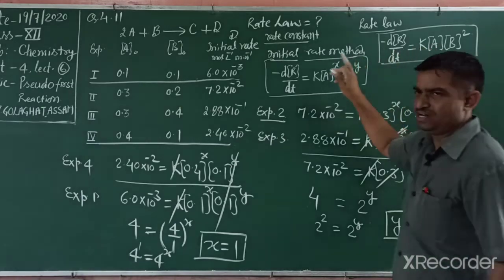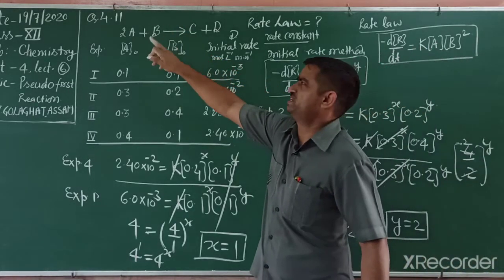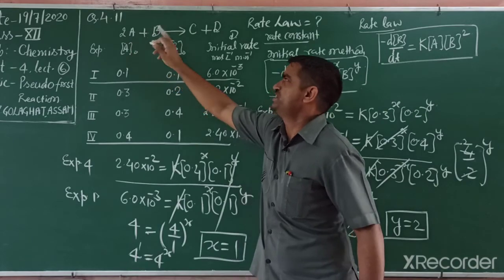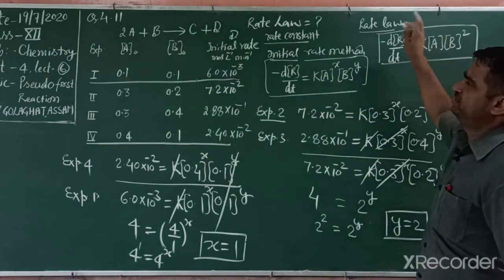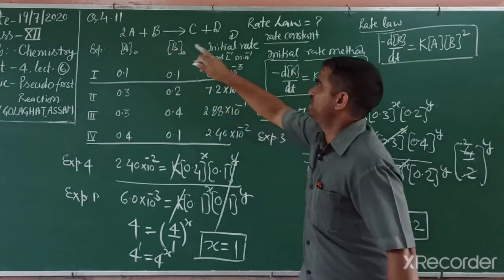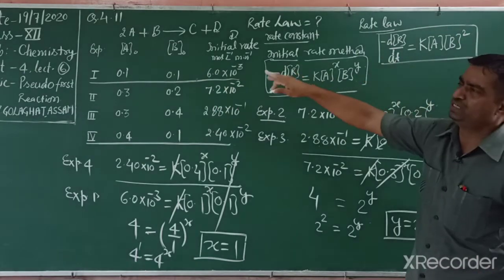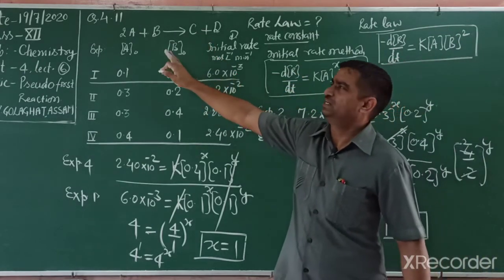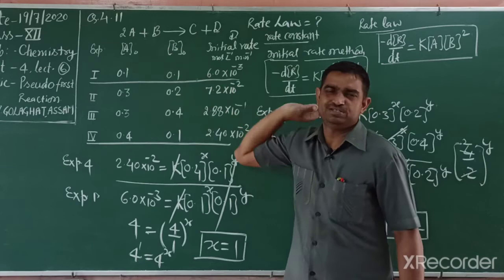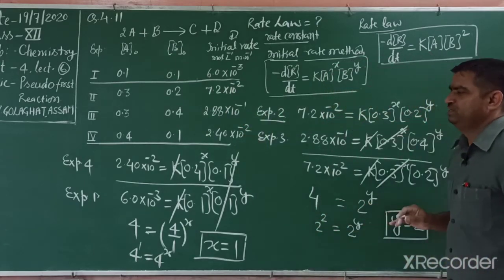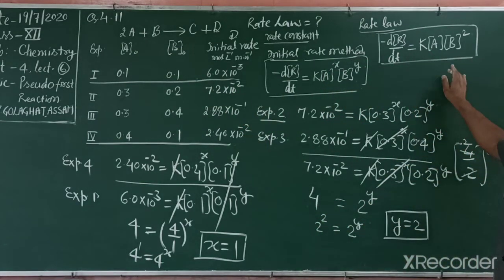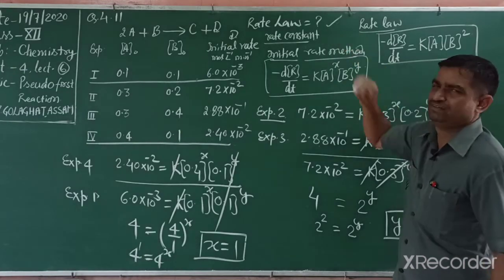This rate law is different from the stoichiometry. In the stoichiometry there is 2A, but here there is only 1. For B there is only 1 in the stoichiometry, but here the power is 2. So this is a complex reaction. We can say the stoichiometry does not match, so this one is a complex reaction. By this method we can find the rate law.